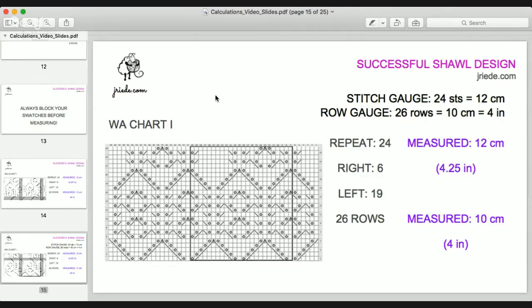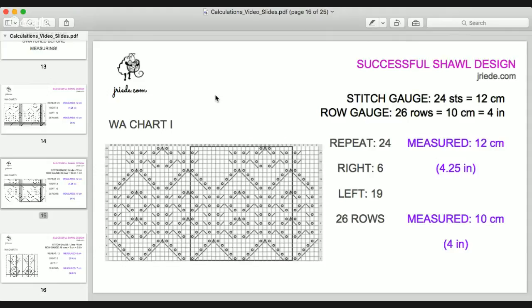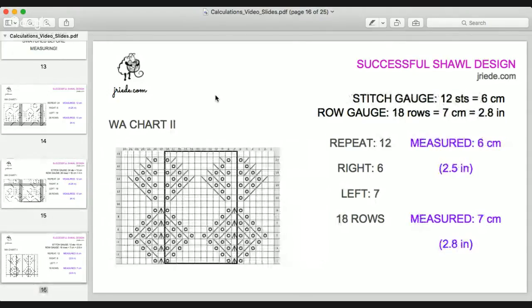The same thing is done for the second chart, and we have a slightly different gauge, but this doesn't matter. Actually, this is a shawl, not a garment. So basically, if your gauges are very, very different, then maybe you should consider taking this into account. Maybe use another different stitch pattern, or just use less repeats or more repeats, depending whether your gauge is larger or smaller. But this is details.